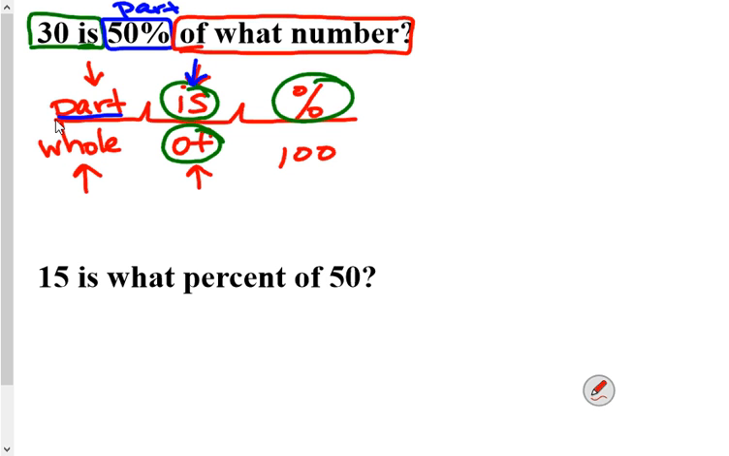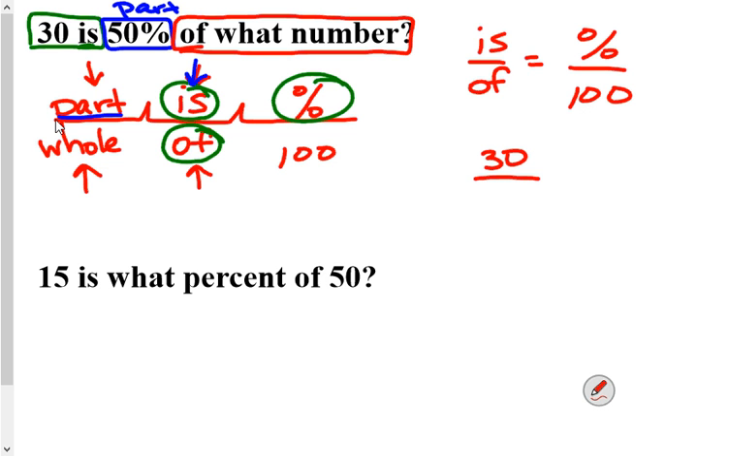So when we set this up, we're going to set it up is over of equals percent out of 100. So is, that's going to be our 30, over of, that's going to be our missing number. Of what number? 30 is what percent, so the percent is 50%. So 50 out of 100, because percents are always out of 100. And I can solve this a few different ways.